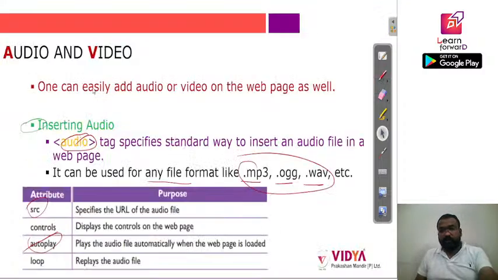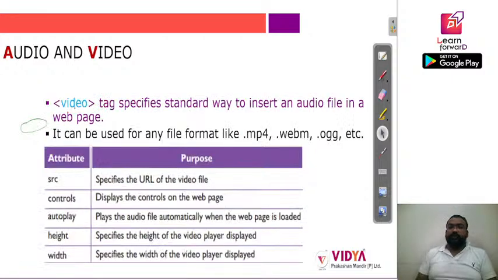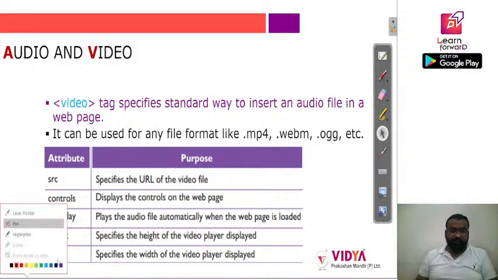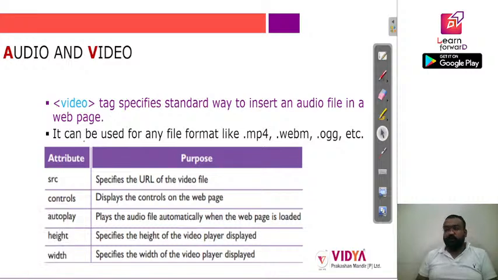So this is how you can add the audio, and these are the attributes that you can apply based on your requirement. Now the next one is video. How you can add a video on your web pages. It is the same as adding the audio file. Over here the difference is that there would be a video tag, and the formats allowed are like .mp4, .webm, .ogg, and others. There are some other formats as well, and those are also applicable.